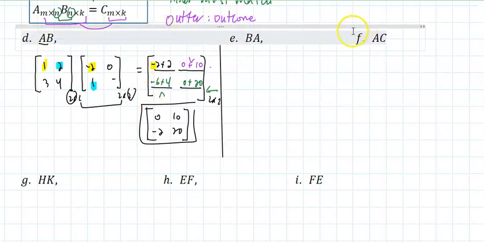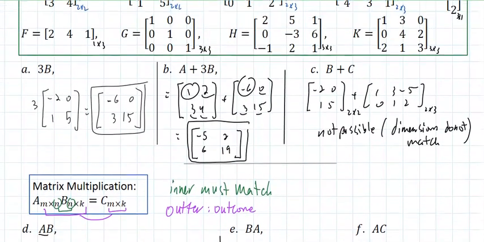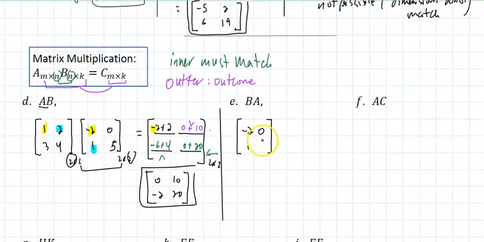Okay, and if I want to go for BA, well, same thing. Same thing as far as multiplication, but it's definitely not the same answer, you guys. So I put B first. This was a 5, right? Yeah, I put B first, then A. 1, 2, 3, and 4. I'm going to get a 2 by 2.